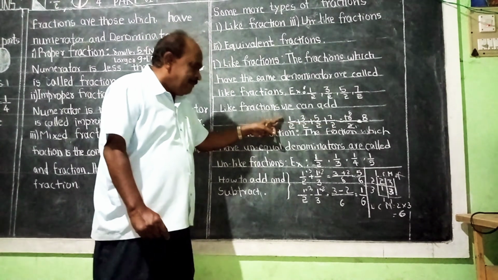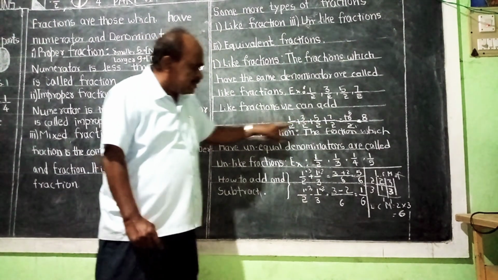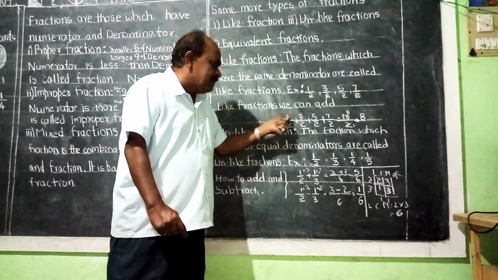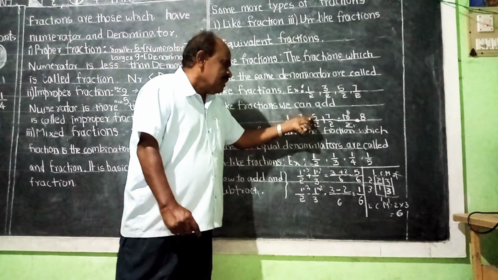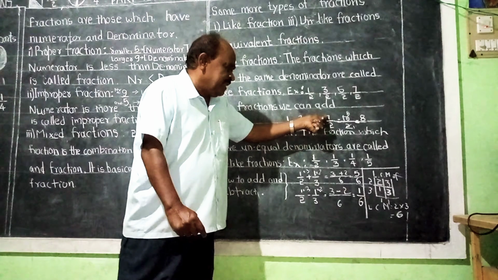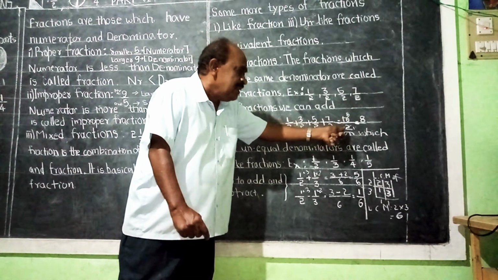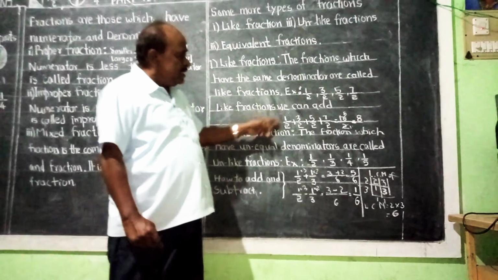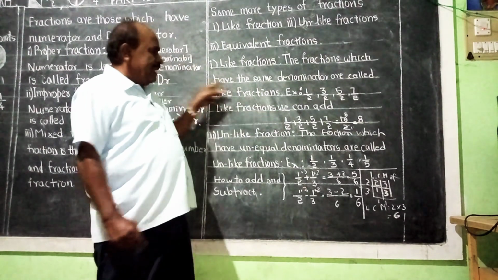Here you have a numerator and denominator. The denominators are the same, so the LCM becomes 2 only. Then add the numerators: 1 plus 3 is 4, 4 plus 5 is 9, 9 plus 7 is 16. That becomes 16/2. 2 eights are 16, so the answer is 8. In this way we can add all the like fractions.